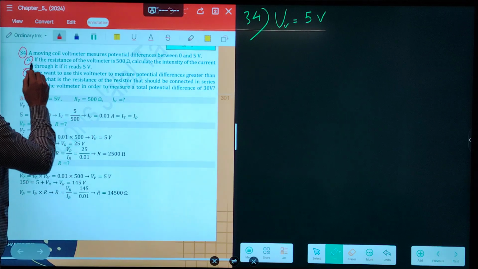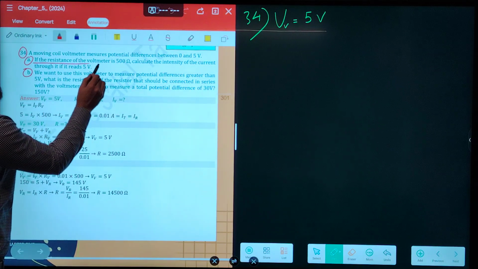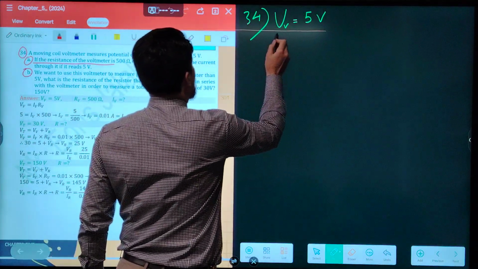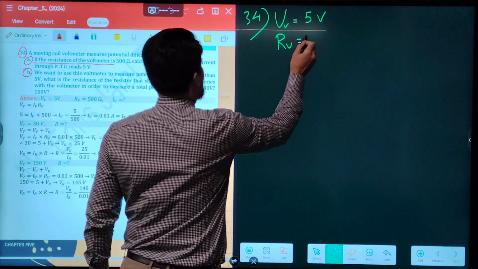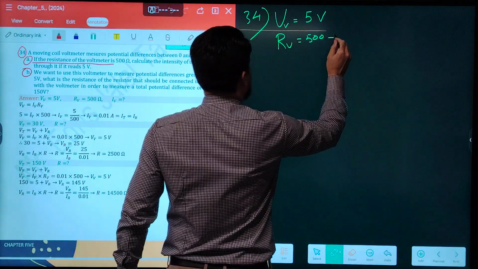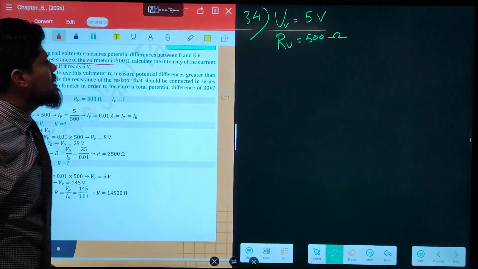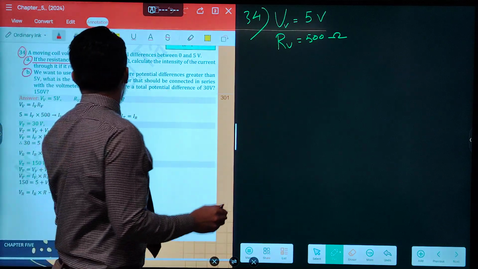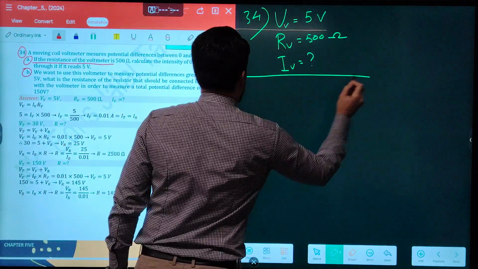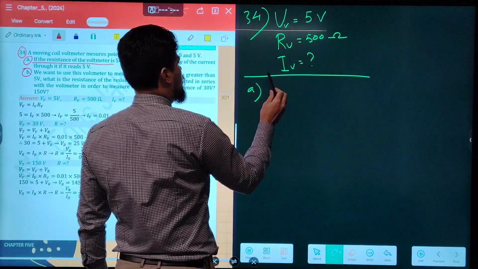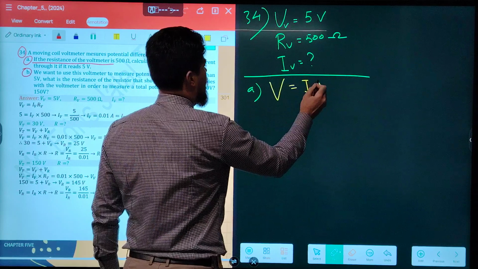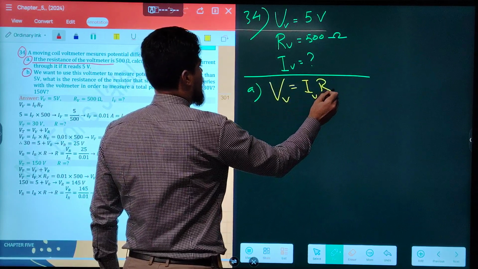We have two unknowns, two branches. If the resistance of the voltmeter, RV, is 500 ohm, calculate the intensity of the current through it when it reaches 5 volt. Calculate what? The current across this voltmeter. According to Ohm's law, V is equal to IR. VV is equal to IV RV.